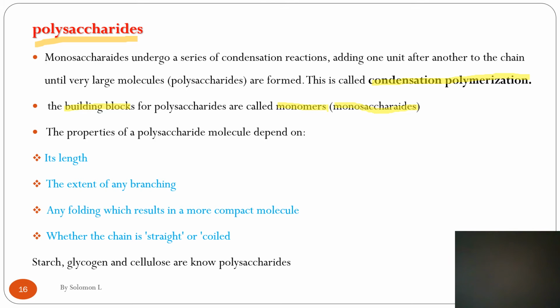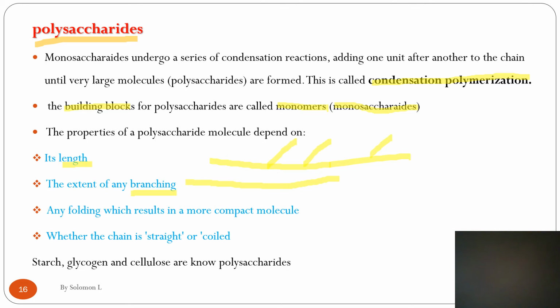Therefore, the length, or the number of these monosaccharides, affects or determines the type of polysaccharides. So length is one factor that affects the type of polysaccharides. The other factor is the presence or absence of branches. Some polysaccharides have no branches, but some polysaccharides may have branches at some points. Therefore, the presence or absence of branching is also a factor that determines the type of polysaccharide.